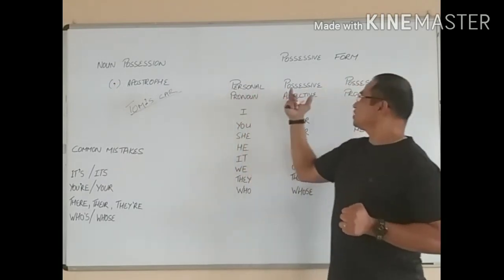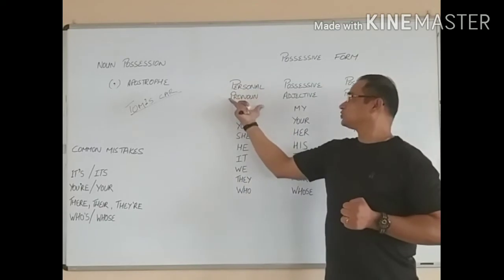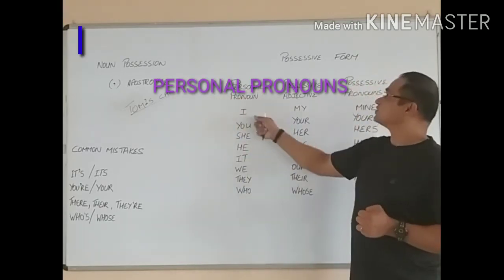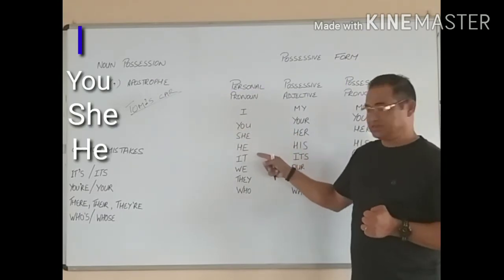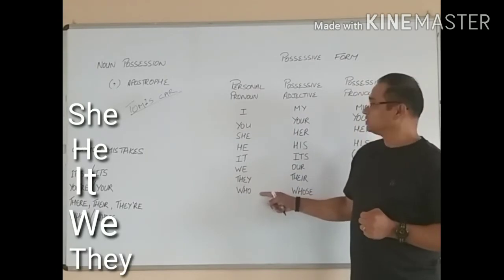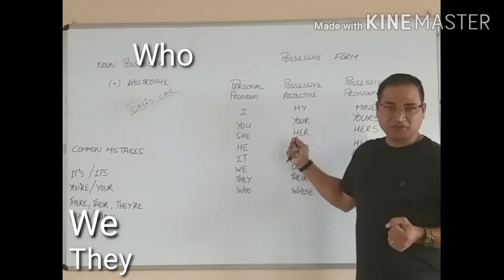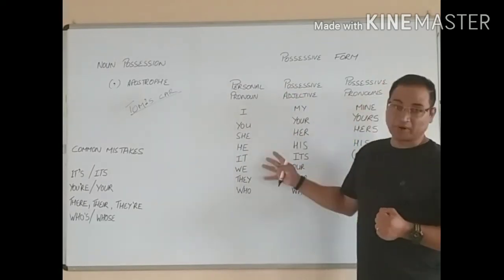Now when you're talking about possessive adjectives and possessive pronouns, we need to know about these personal pronouns. And these personal pronouns are I, you, she, he, it, we, they, and who. These are the personal pronouns on which possessive adjectives and possessive pronouns come about.